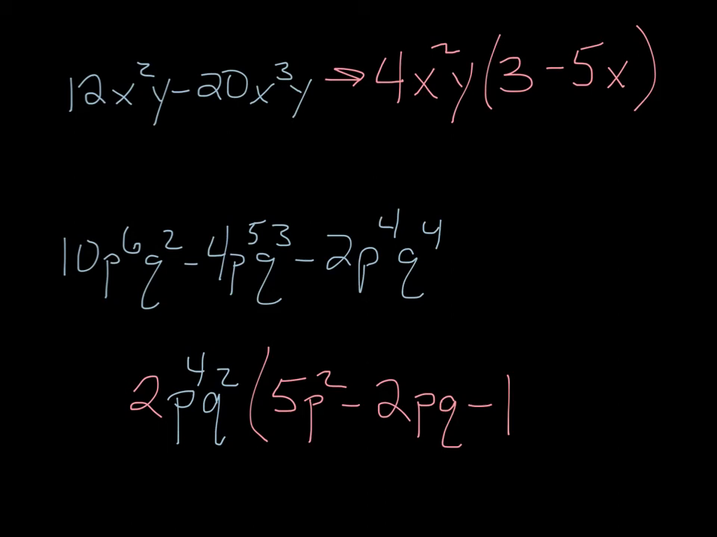But all the p's are taken care of because we have a p to the 4th and a p to the 4th. But what times q squared gives us q to the 4th? That should be q squared. And again, you can always check these by redistributing and seeing if you got the original.